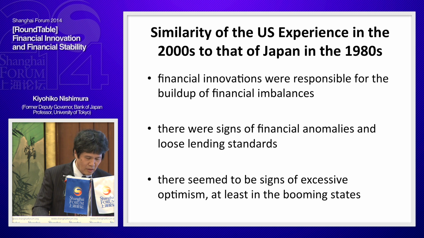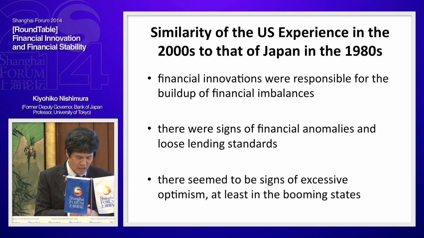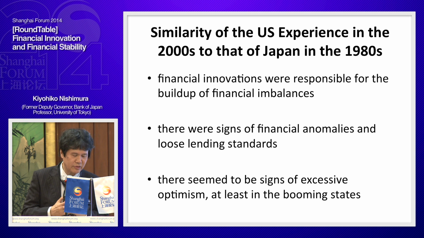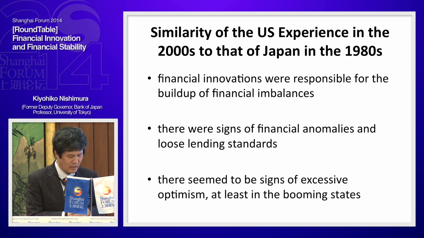So, when considering the Japanese experience, one cannot help noticing the similarities between Japan's experience in the 1980s and that of the United States, triggered by the so-called subprime mortgage crisis. First, financial innovations were apparently responsible for the buildup of financial imbalances. Here, securitization was important. The financial sector earned substantially higher profits from originating and distributing these securitized products. In this way, banks' profits increased, and their capital market standing became more solid.